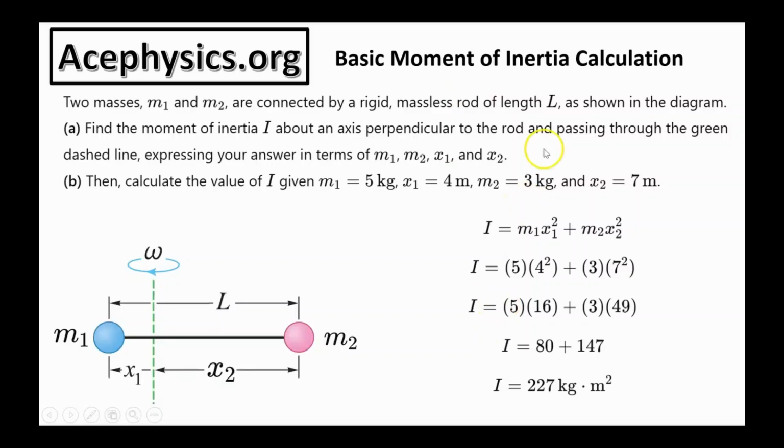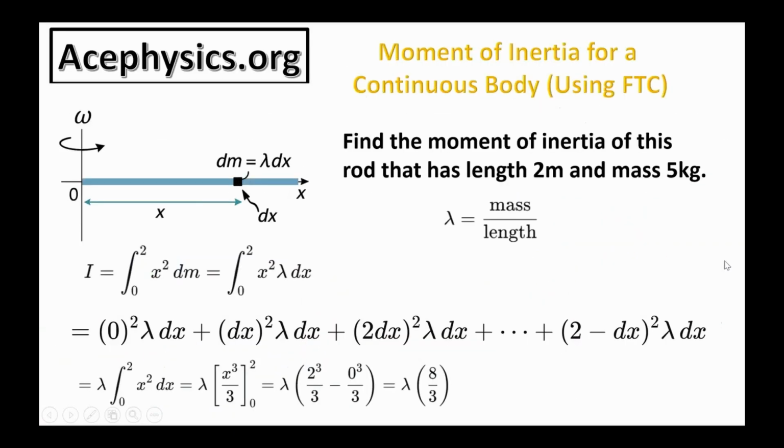Well, we know that I is equal to the sum of mi ri squared. The moment of inertia is equal to m1, the mass of this object, times x1 squared, where x1 is the distance m1 is away from the rotation axis. And then you add that to m2, multiplied by x2 squared.